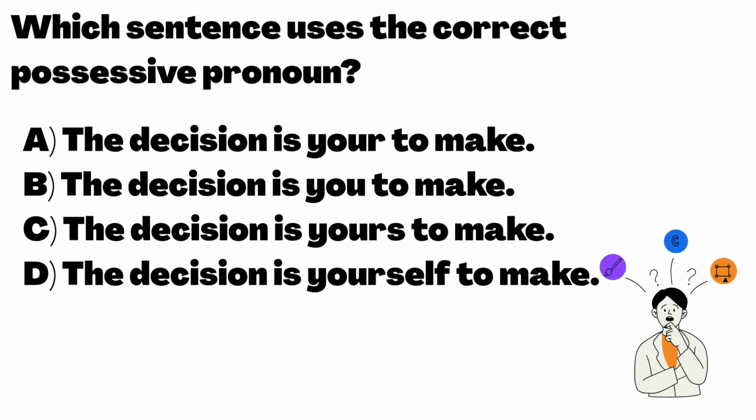Which sentence uses the correct possessive pronoun? A. The decision is yours to make. B. The decision is you to make. C. The decision is yours to make. D. The decision is yourself to make.